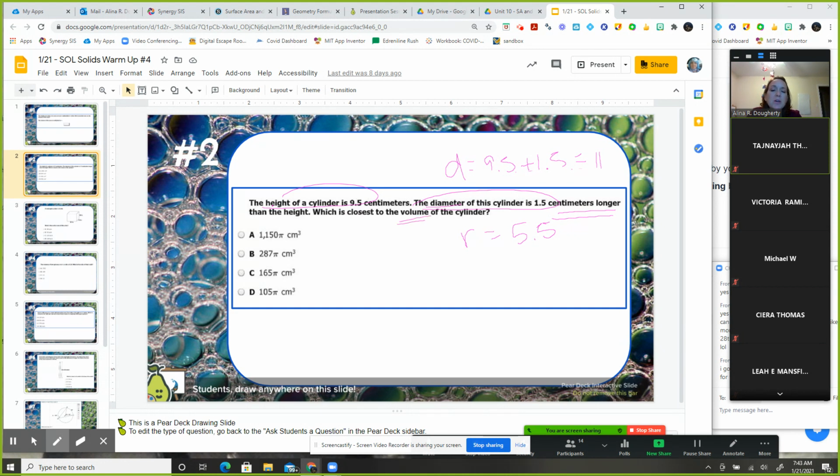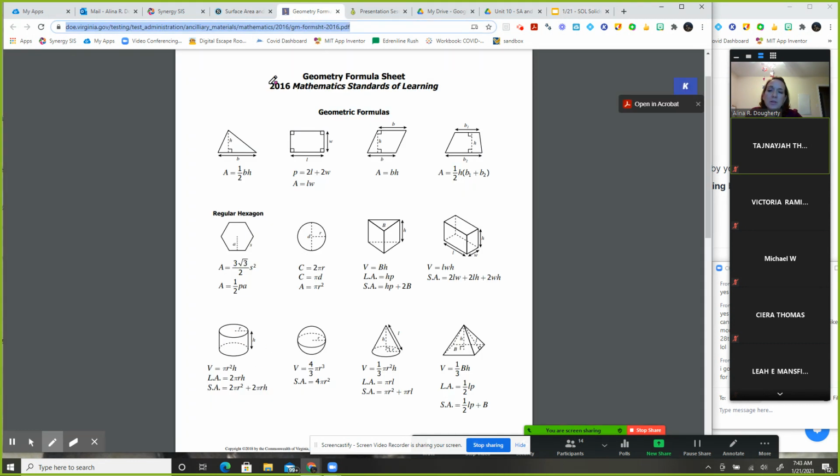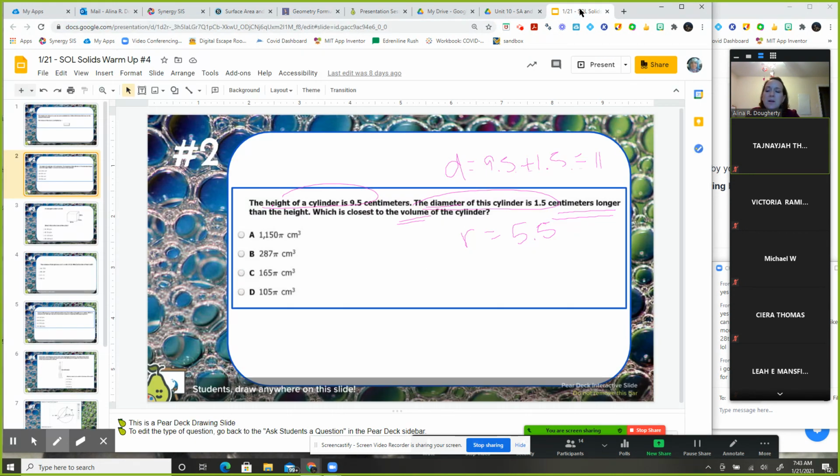What is the closest to the volume of the cylinder? So we can look at our volume of the cylinder. Pi r squared h. Volume equals pi r squared h. And then we just substitute. Pi times the radius, that's the hard part of this question, times 9.5. And then you just put that in your calculator. 3.14 times 5.5 squared times 9.5. So I got 902.36. Why is that not an answer choice?